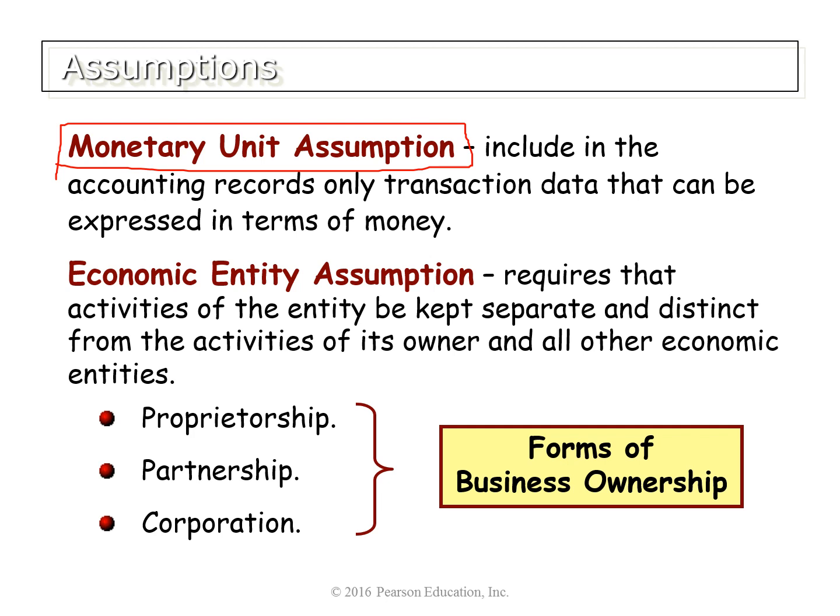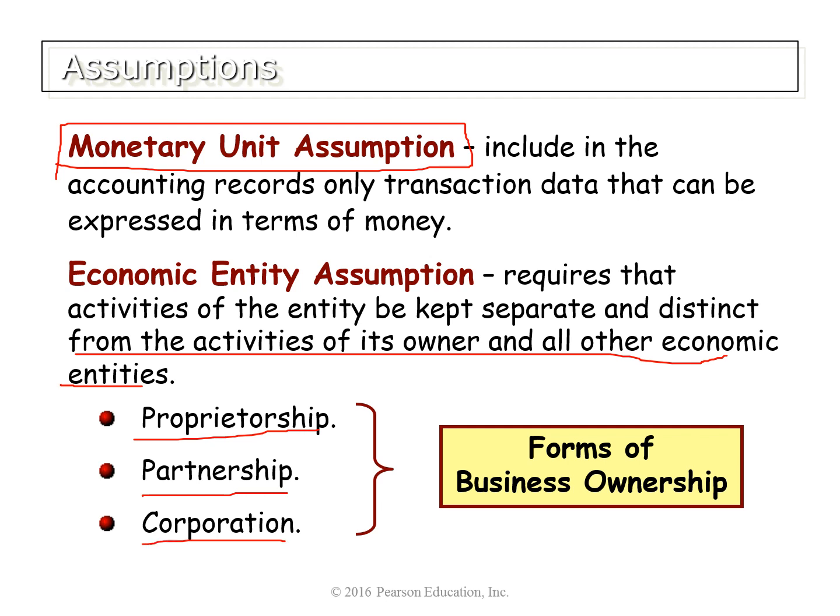Again, the economic entity assumption requires that the activity of the entity be kept separate and distinct from the activities of its owner and all other economic entities. And as we said, we have three forms of business ownership: proprietorship, partnership, and corporation.